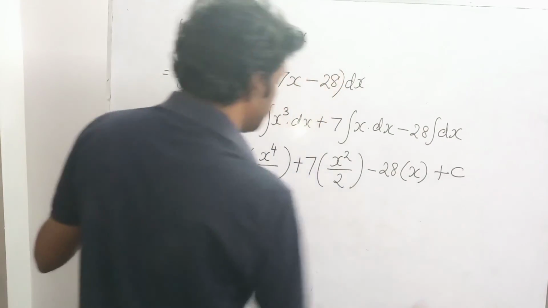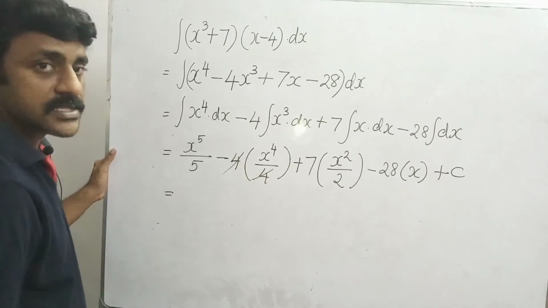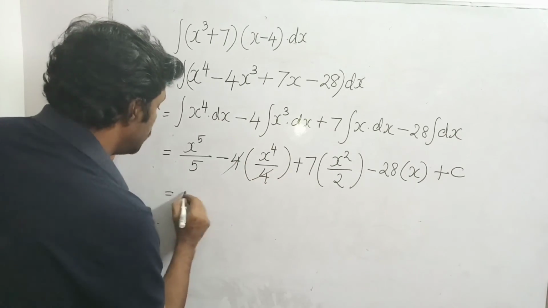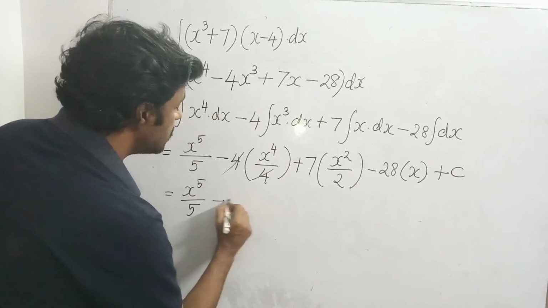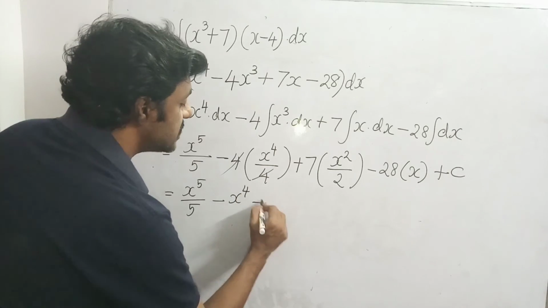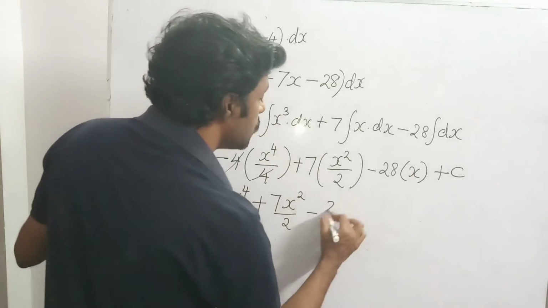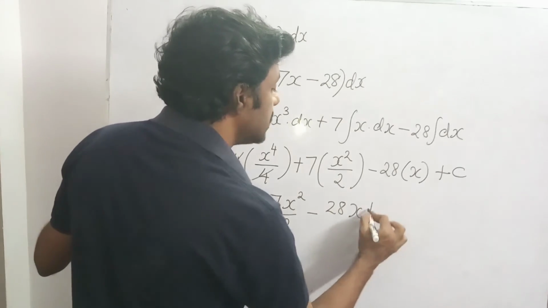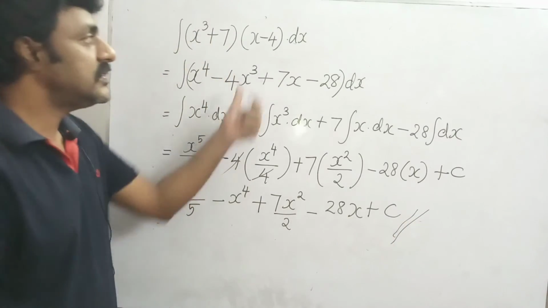plus c. So now we have 4 and 4 getting cancelled over here, which is equal to x power 5 divided by 5 minus x to the power 4 plus 7x squared divided by 2 minus 28x plus c. Therefore, this is the solution for this question.